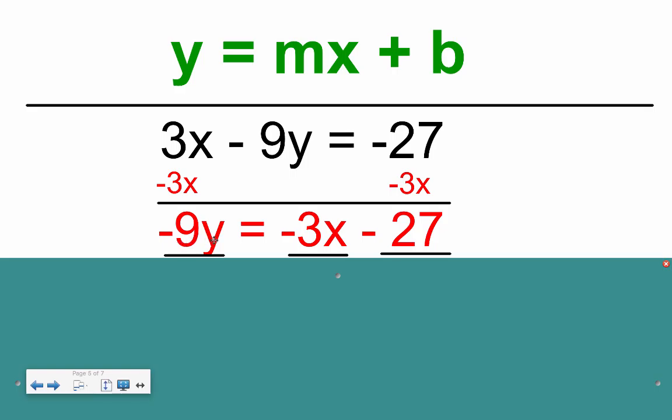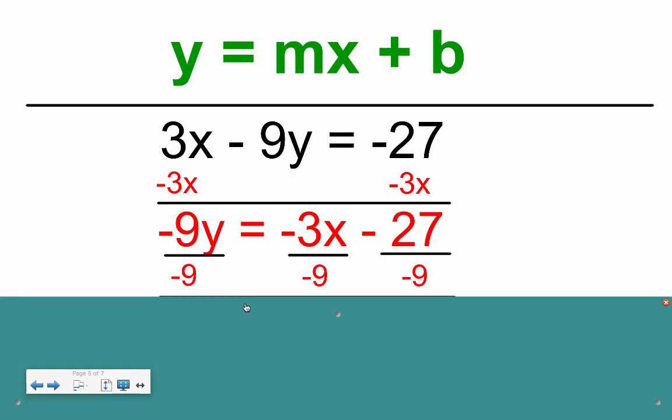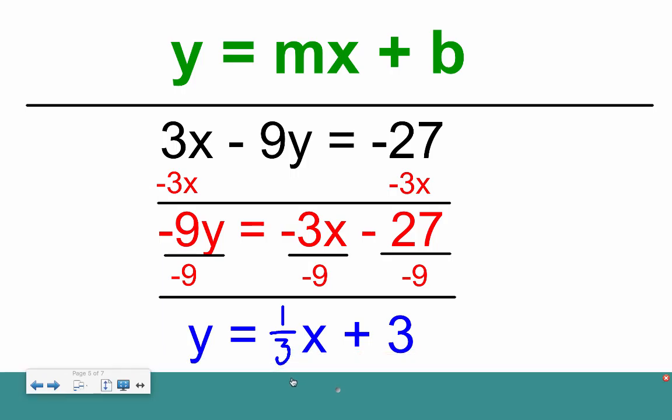Now that the 3x is gone, I'm going to work to eliminate that negative 9 on the left-hand side. Since I want to leave the y and just get rid of the negative 9, I'm going to use inverse operations. So since I see multiplication, the opposite of multiplying is dividing. I'll divide that term by negative 9, and therefore I will divide every other term by negative 9. So what I end up with is a positive y equals negative 3 over negative 9 simplifies to 1/3 x, and then negative 27 divided by negative 9 simplifies to positive 3. So my new equation is y equals 1/3 x plus 3.